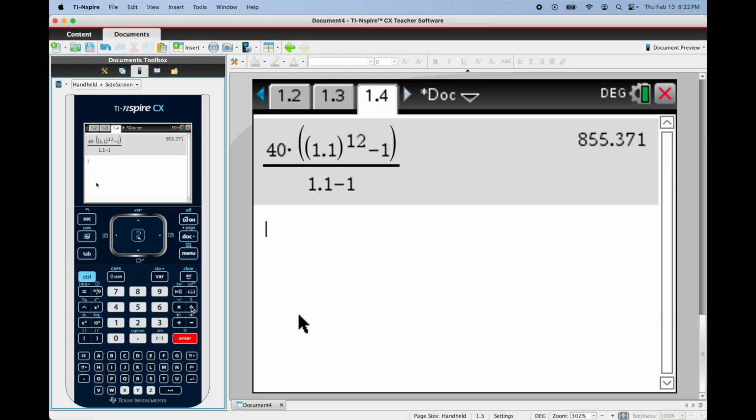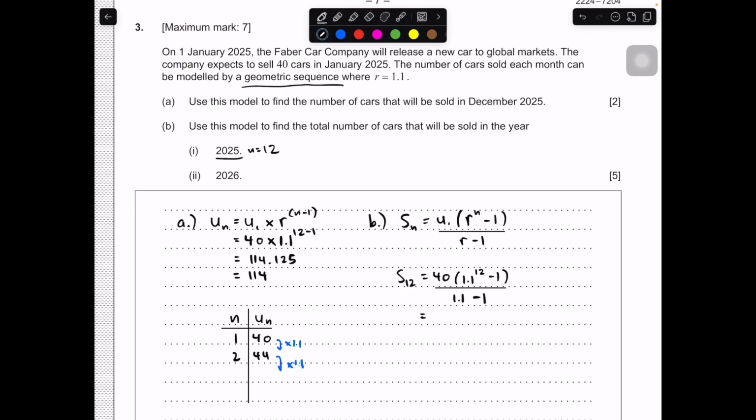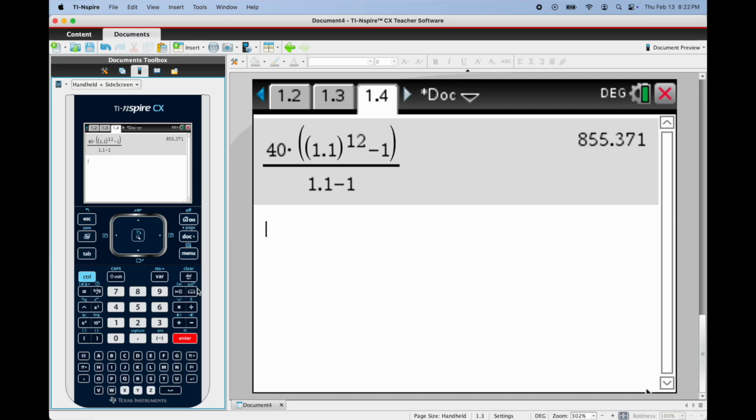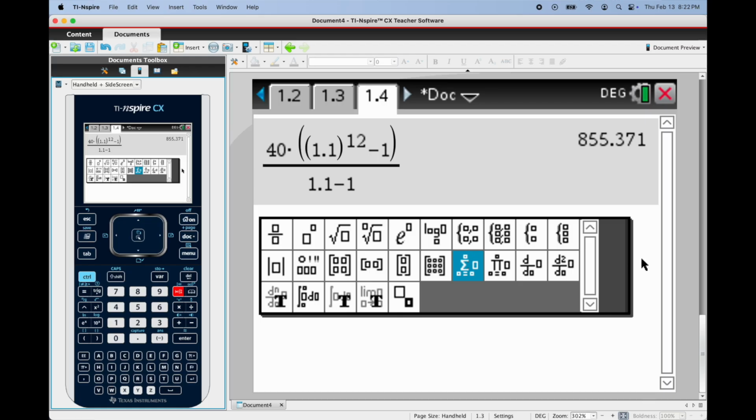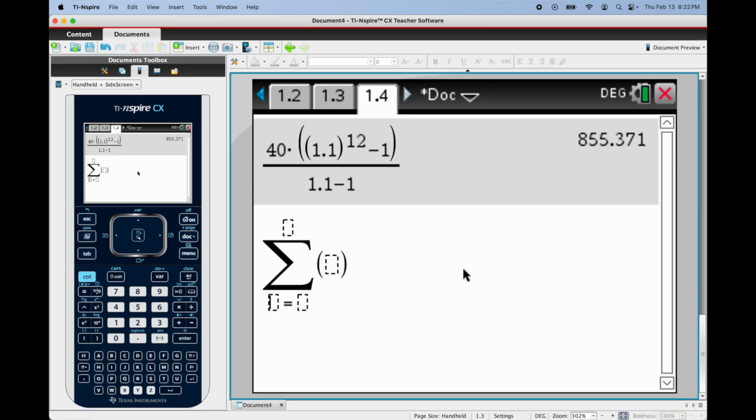855.371. Okay. Let's go back to the document and write this out. 855.371, or to 3 significant figures, 855 cars. Alright, if we wanted to, just to go back to the calculator for a sec, we can look at the various functions that we have. If we click this button right here, we can see we have the sigma. This is our sigma, and we can use sigma notation.